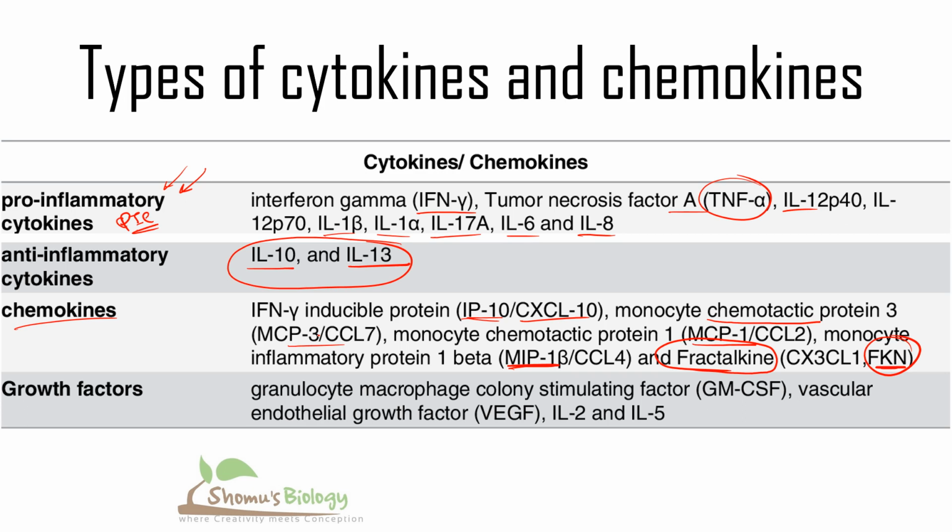And growth factors can also be a result of cytokines, like granulocyte macrophage colony stimulating factor, GM-CSF, vascular endothelial growth factor, VEGF, interleukin 2, interleukin 5 can also act as a growth factor in our body. So these are all examples of cytokines. Okay, pro-inflammatory cytokines, anti-inflammatory cytokines, chemokines, and growth factors.